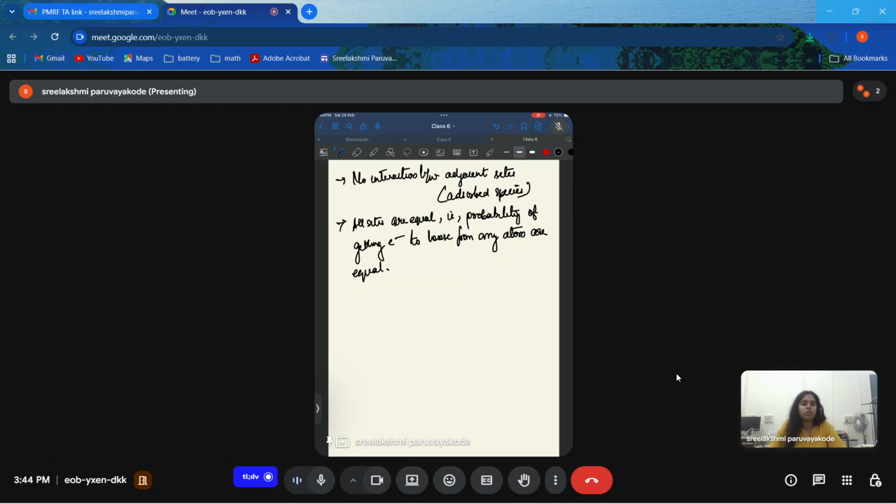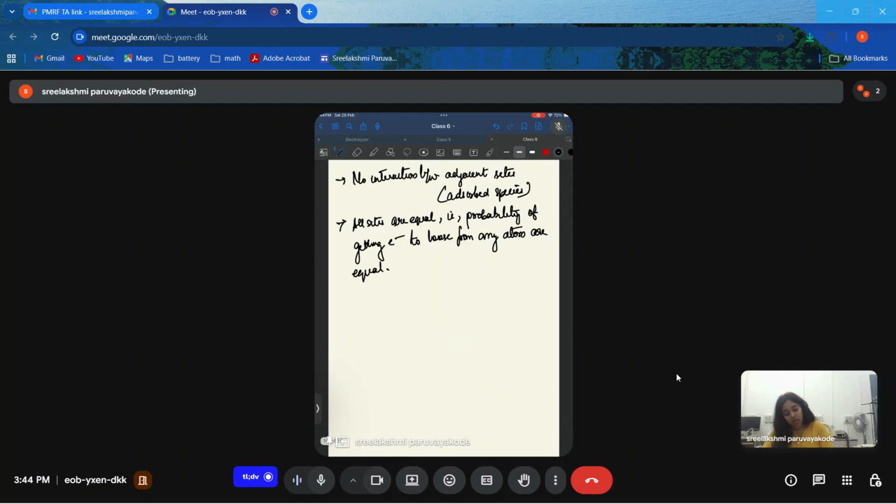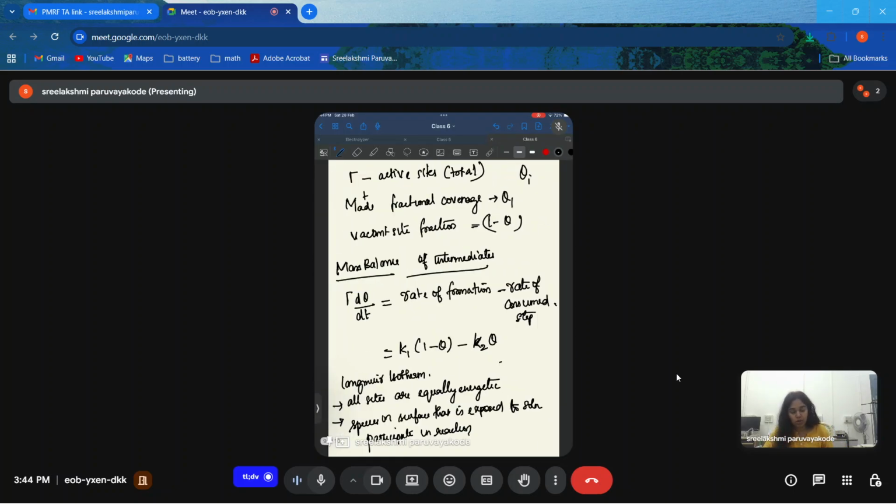For any of the coming sessions also, these are the assumptions. That is, all the sites are equally active, there is no interaction between the adsorbed species, all the sites are energetically equal, and only those species on the surface exposed to the solution can participate in the reaction. This is all based on the Langmuir isotherm.